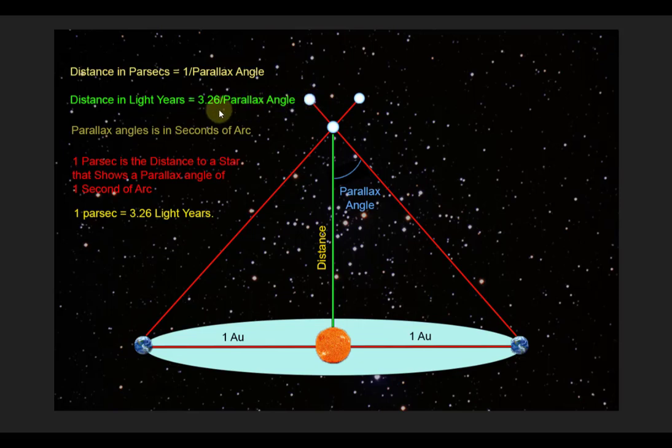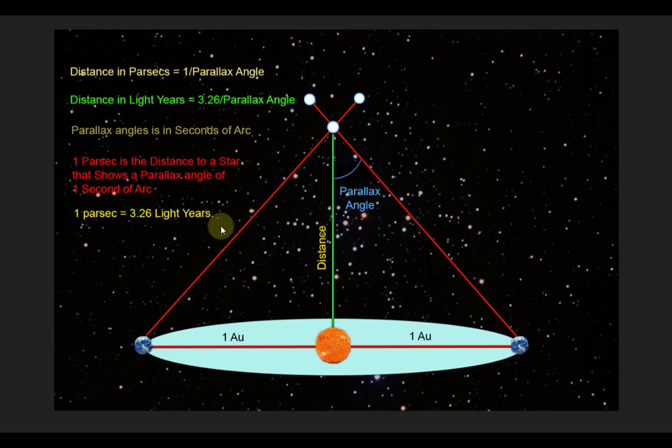And so there is a very simple formula that says the distance in light years is equal to 3.26 divided by the parallax angle. This parallax angle needs to be in seconds of arc. And so the distance to a star that shows a parallax angle of 1 second of arc is 3.26 light years. We call this 3.26 light years 1 parsec. So we find the distances to standard candles by using parallax.